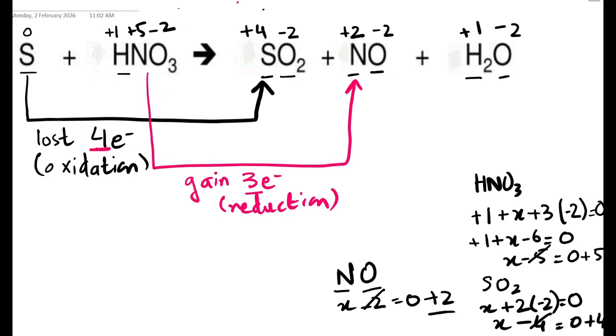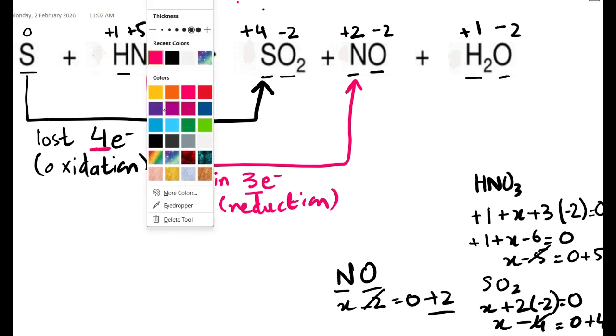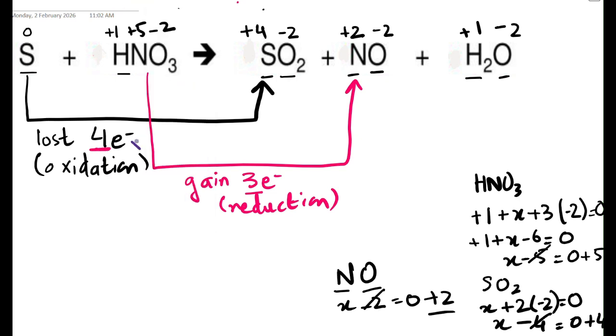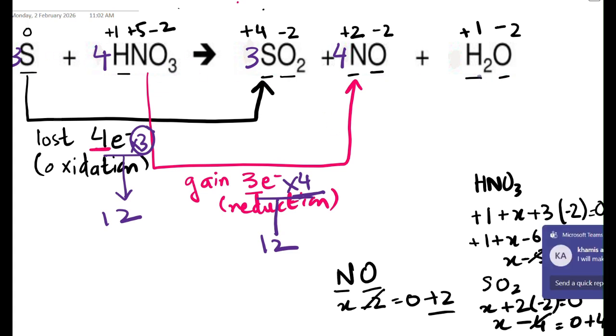So what do we do? We multiply this equation by 3 and we multiply this by 4. Why? Because when we multiply this by 3, this is 12 here and this is also 12 here, right? So if we are multiplying this by 3, we will write 3 here and 3 here. And if we are multiplying this by 4, we will write 4 here and 4 here. So this part is balanced, but how about water?